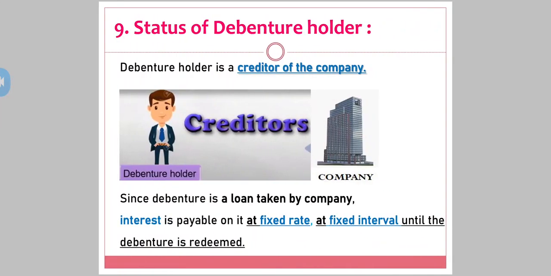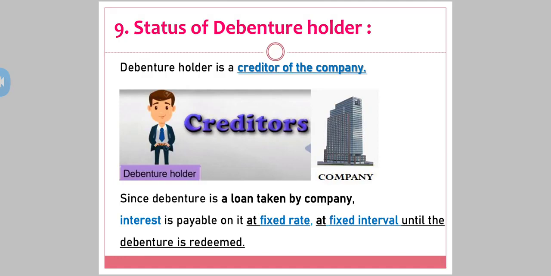The ninth point you have got is status of debenture holder, very important. Equity shareholders are owners of the company. Exactly opposite, a debenture holder is a creditor of the company. It's a liability, it's a loan which a company is going to repay after a certain period of time. So yes, most important, status of debenture holder. A debenture holder is a creditor of the company.